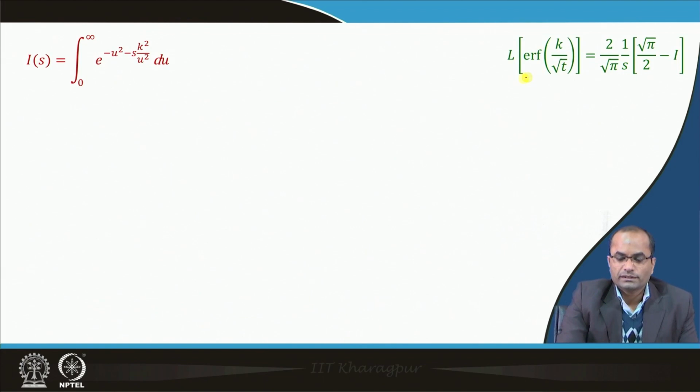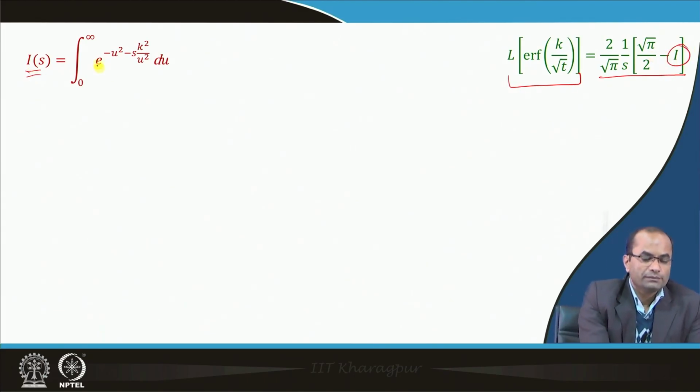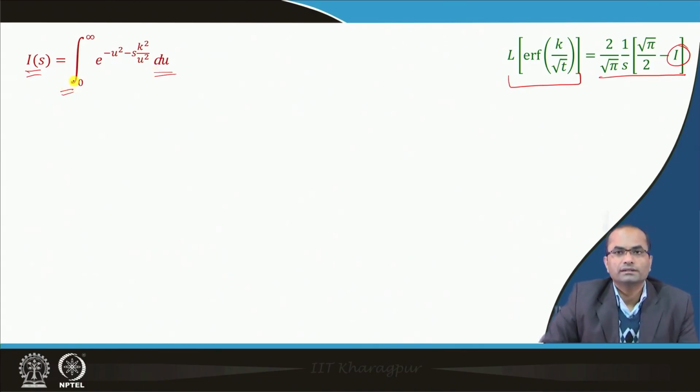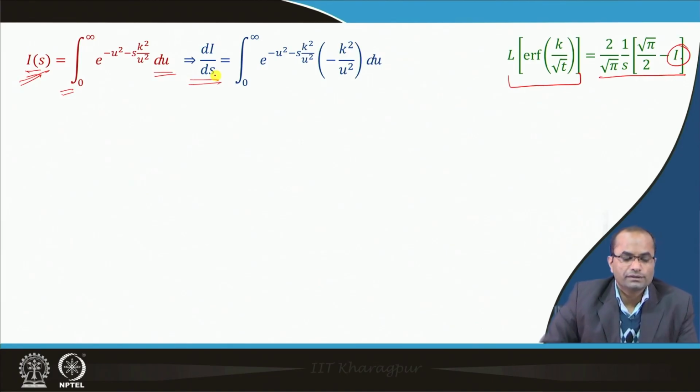So, now we need to evaluate this integral I, which is 0 to infinity e power minus u square minus s k square over u square du. So, we have this situation, the Laplace transform of error function k over square root t, we have rewritten in this form, where this I is given by e power minus u square minus s k square over u square du. So, we will evaluate this integral and then substitute here, we will get the Laplace transform of this error function. So, here the trick is that we will get this differential equation out of this integral.